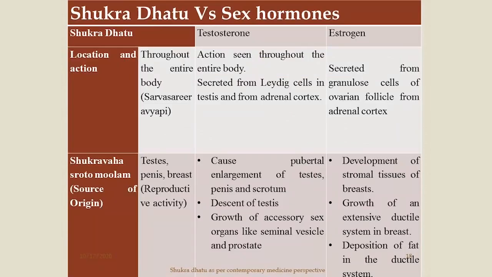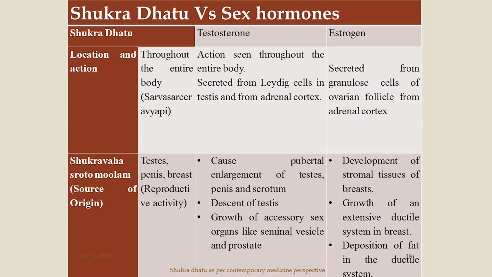So these are the classical references of Shukradhatu from different Samhitas. Let us discuss the modern perspective of Shukradhatu. The Shukradhatu we can correlate under the headings of sex hormone, sex chromosome and sperm with the seminal fluid. In the first section, we will discuss the possible correlations of Shukradhatu with the sex hormone. The main point is the Shukra location. It is explained that Shukra is Sarva Sharira Vyapi, and the action also can be seen in Sarva Deha, or throughout the body.